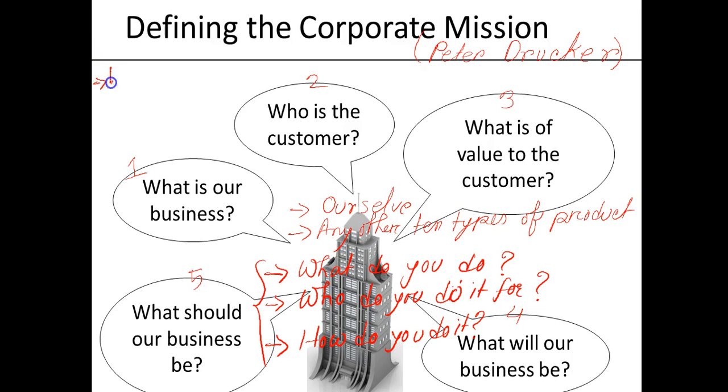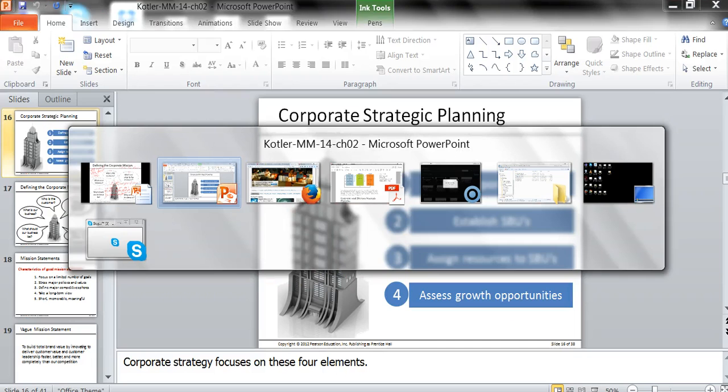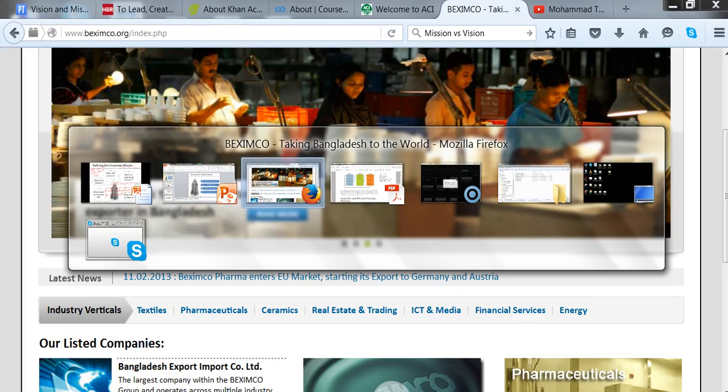So I'm writing the same thing, just making it more identical with the questions of economics. What do you do? The second one is, for whom do you do it? And the third one is, how do you do it? So simple: what, for whom, and how. If we can answer these 3 questions in a statement, then we have defined our mission statement.